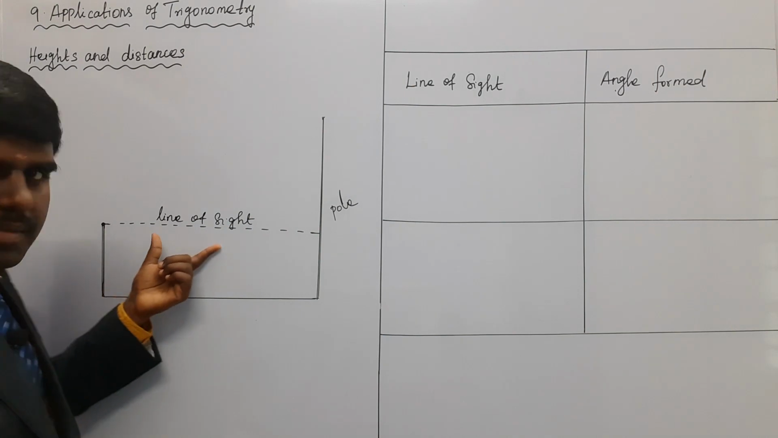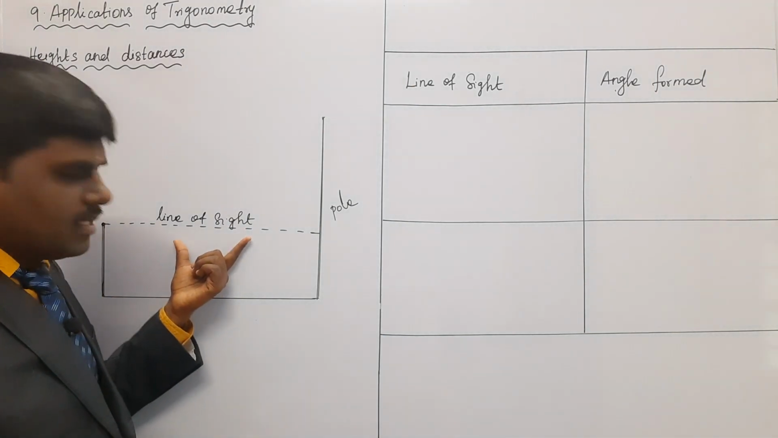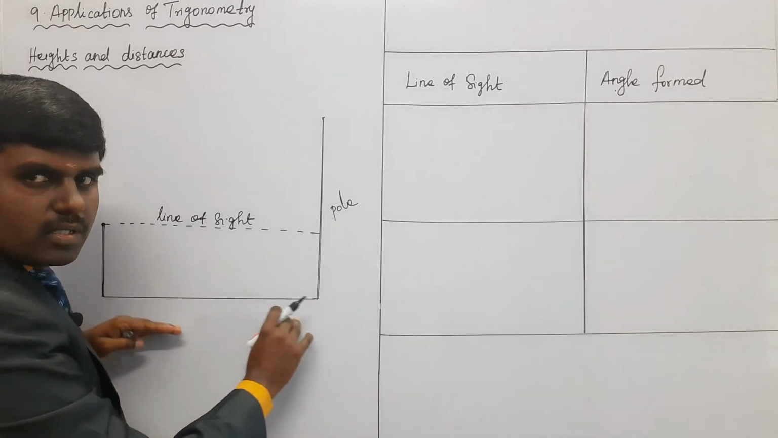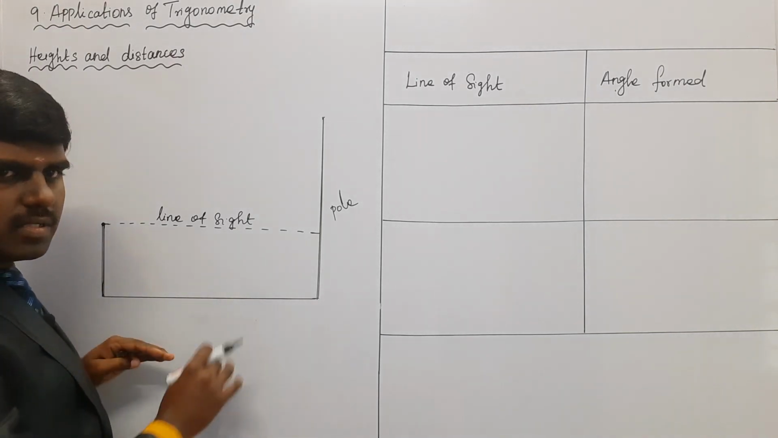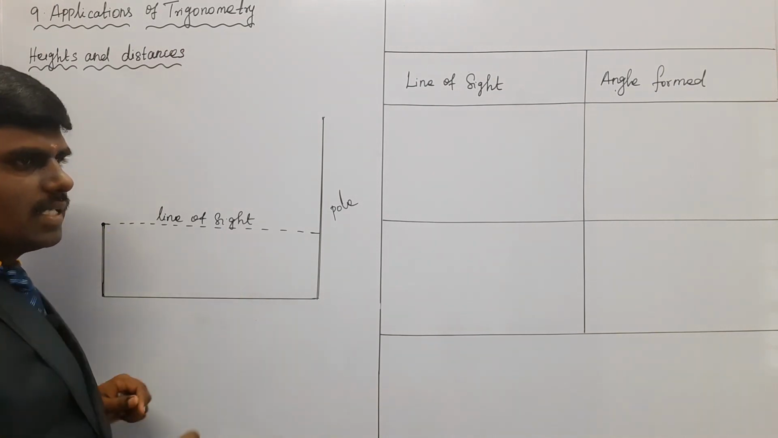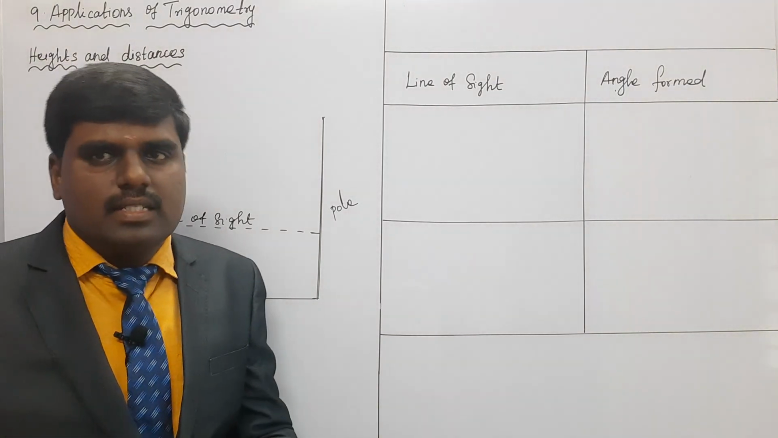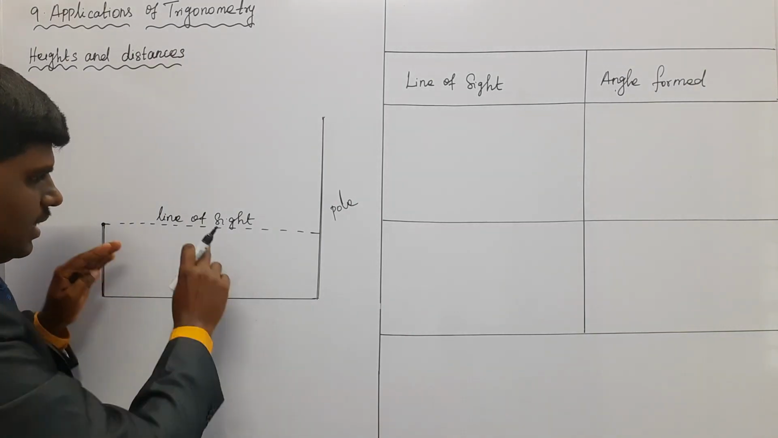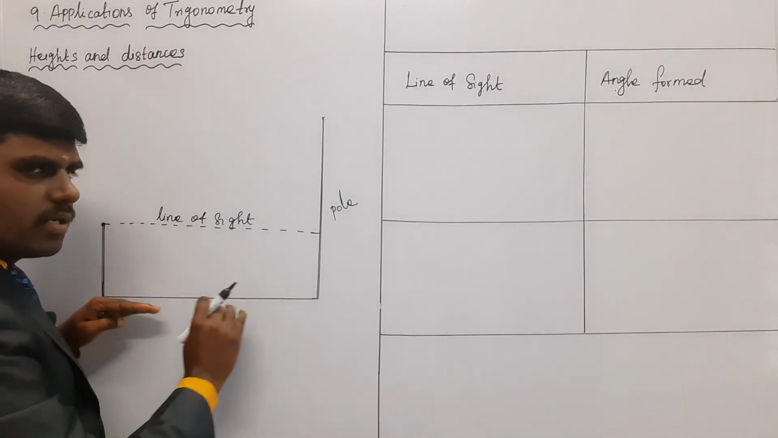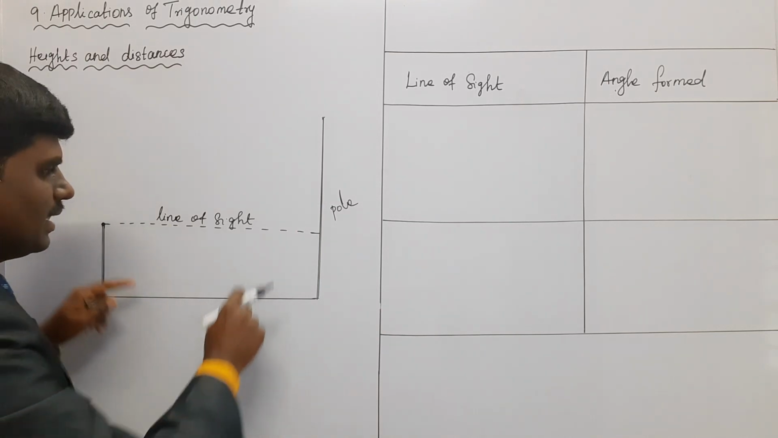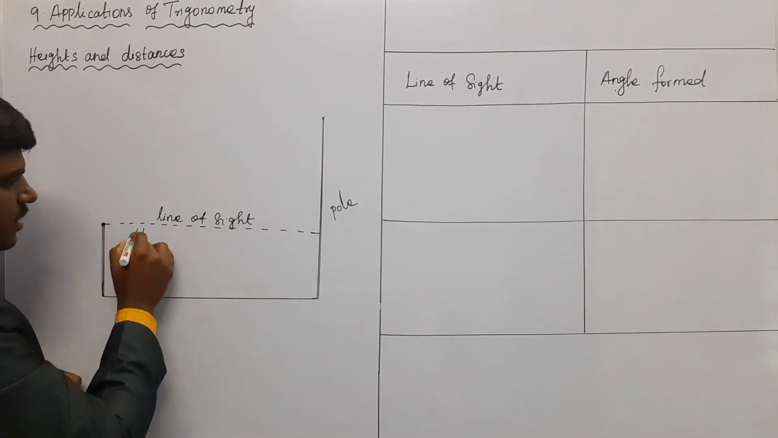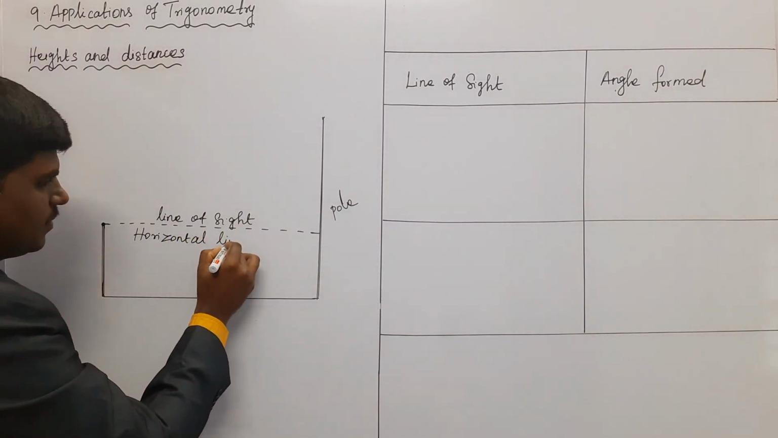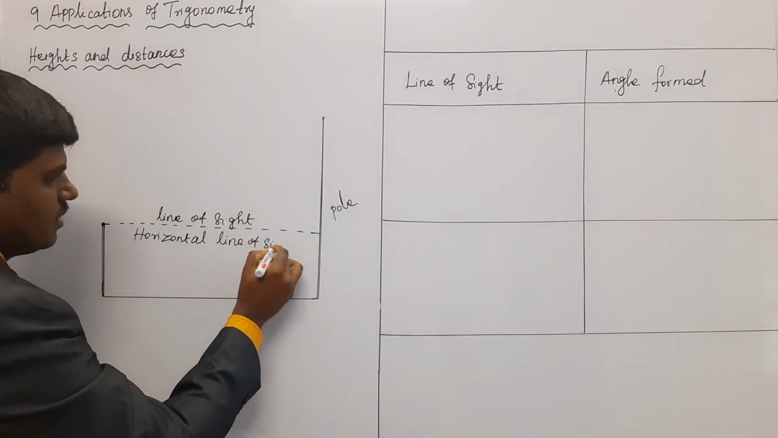Now this line of sight is parallel to the ground surface. When the line of sight is parallel to the ground surface, this line is called the horizontal line of sight.